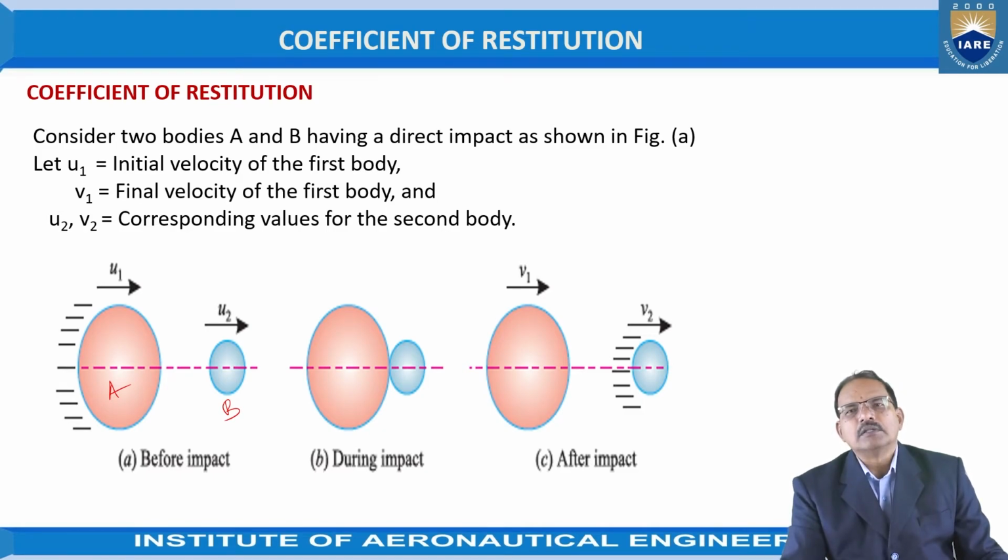After that, the two bodies regain their original shape, and the process of regaining the original shape is called restitution. After restitution, the two bodies separate and move with velocities v1 and v2. Here assume v2 is greater than v1, as shown in the figure.